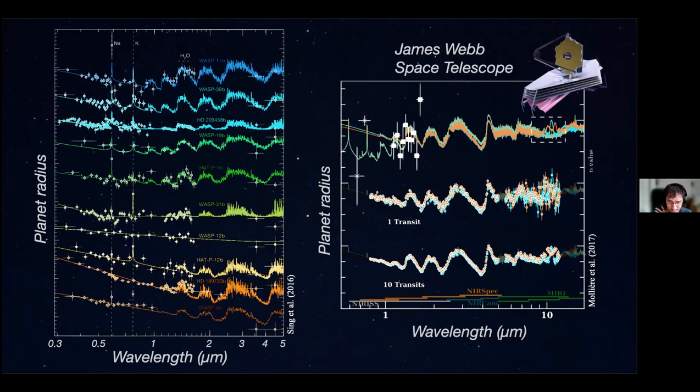But if you look in the longer wavelength, near-infrared and mid-infrared, the clouds actually become less and less important. So JWST will not only have higher signal to noise, it will also probe wavelengths which are less affected by clouds. And this will help determining the abundances of these planets much, much better.